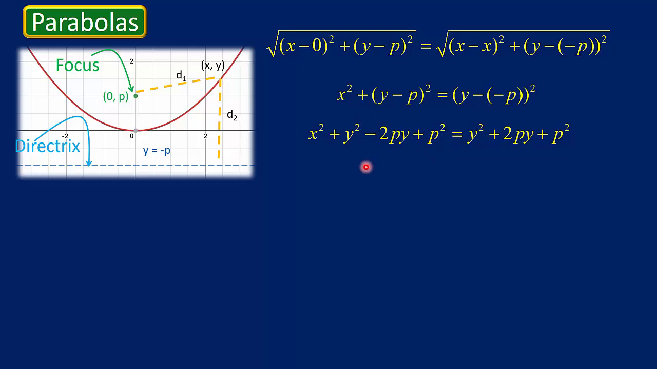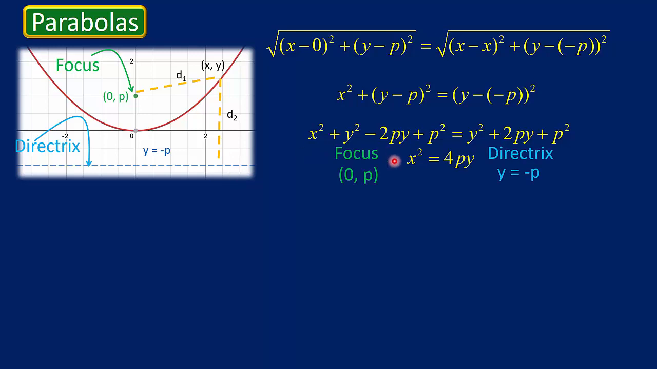And what I'm left with is x squared minus 2py equals 2py. Bring that negative 2py over, and I have this. Now, notice what I have here. I have a formula for a parabola, just a general form for the parabola. And dig this: this 4 is always going to be there. It's the coefficient of this p. And remember, p is the distance from the vertex up to the focus and from the vertex to the directrix.